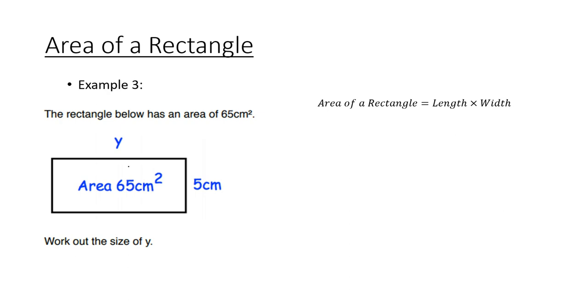Example 3. So this is working backwards. So you're given the area is 65 centimeters squared. It tells you that the length is y, and then you have to multiply it by a width, which is 5. So how do we get the value of y? At the moment, it's multiplied by 5. So what we have to do is divide by 5 on both sides to get rid of it. Once we divide both sides by 5, on this side the 5 disappears, and then we're left with 13. So work out the size of y. Y is equal to 13, and our units are centimeters.